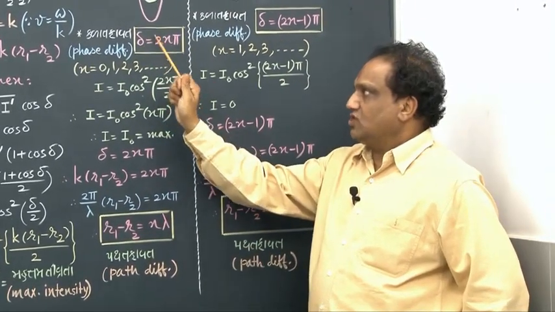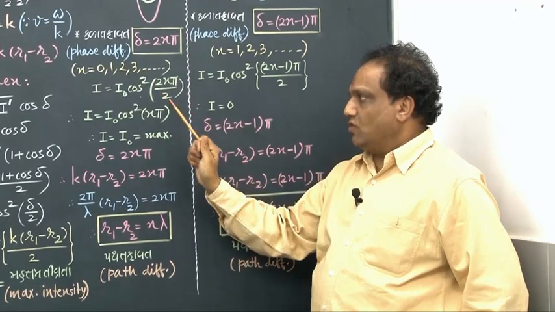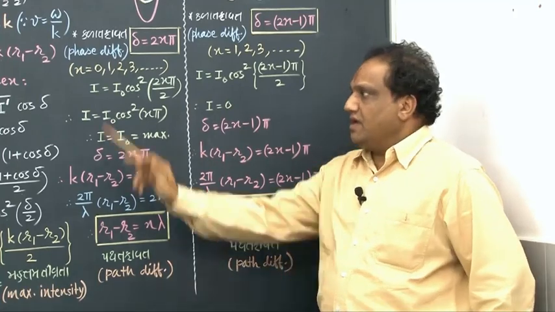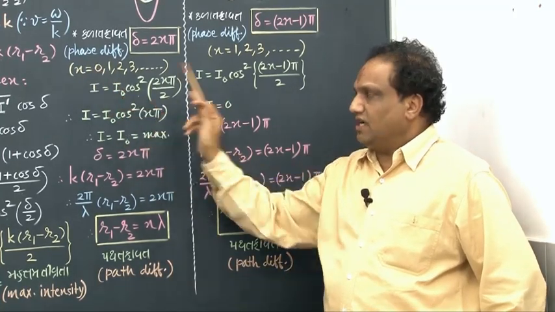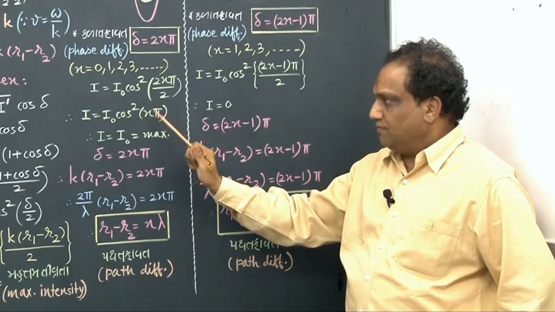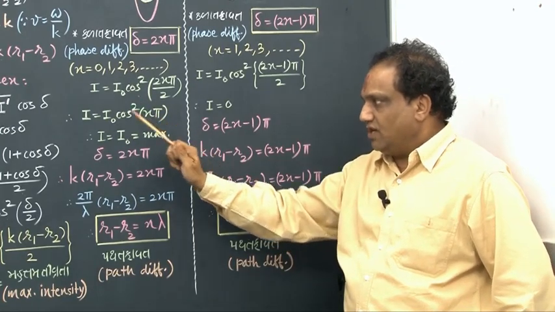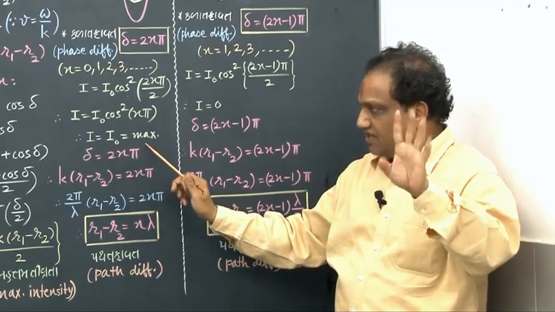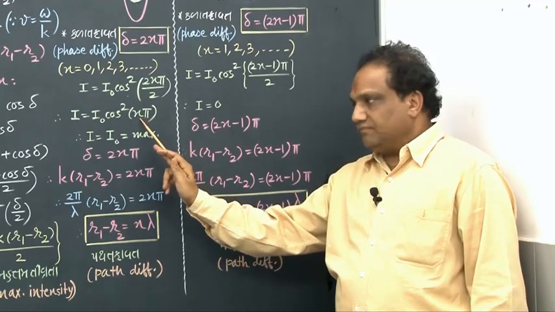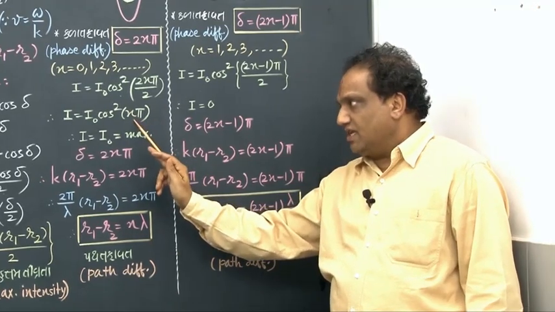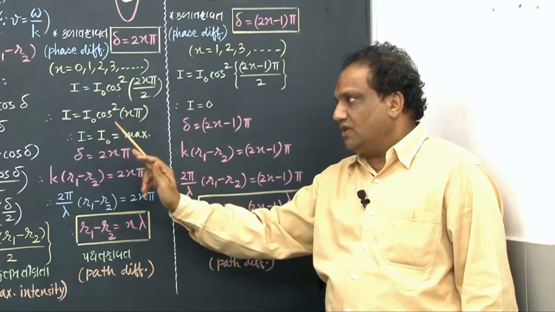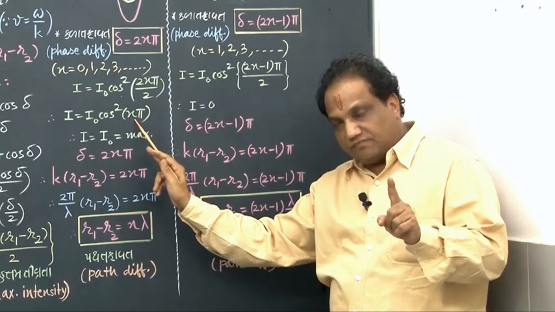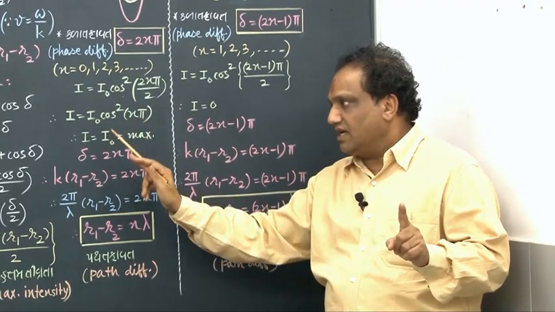What is delta? Delta is 2n pi, so delta upon 2 is 2n pi upon 2. The 2 will cancel, giving you cos square n pi. N value is changing this way: 0, 1, 2, 3, and so on. Put n equal to 0. Cos 0 is 1, 1 square is 1, 1 into I0 is I0. I equals I0. What is I0? Maximum intensity. Fine. Then put n equal to 1. Cos pi is minus 1, square will be plus 1, 1 into I0 is I0. Put n value 2. Then cos 2 pi is 1, 1 square is 1, 1 into I0 is I0.